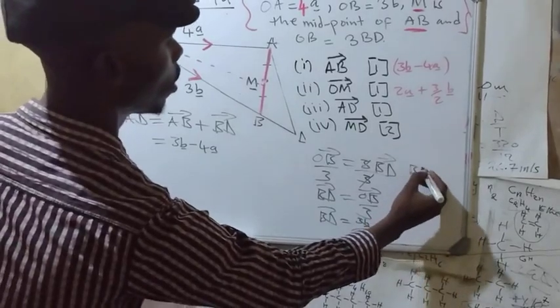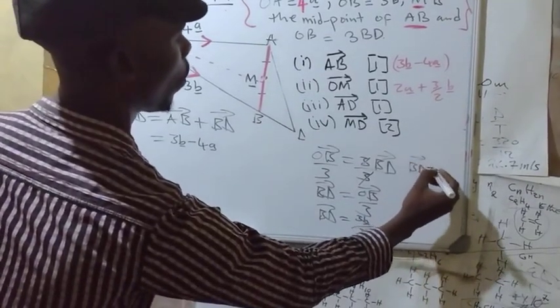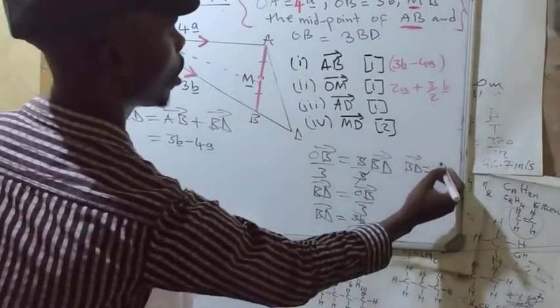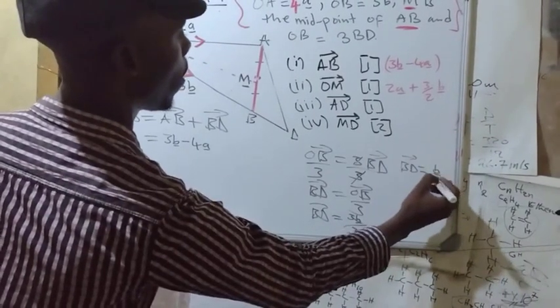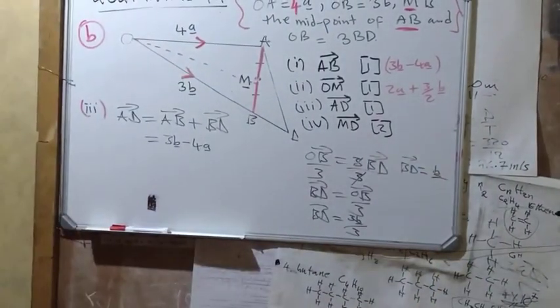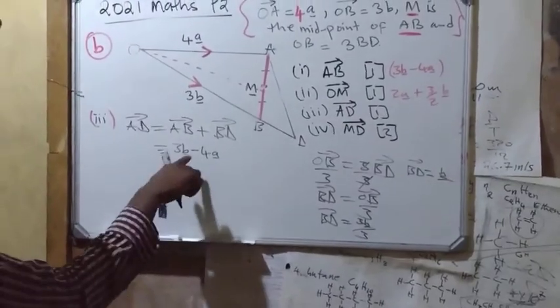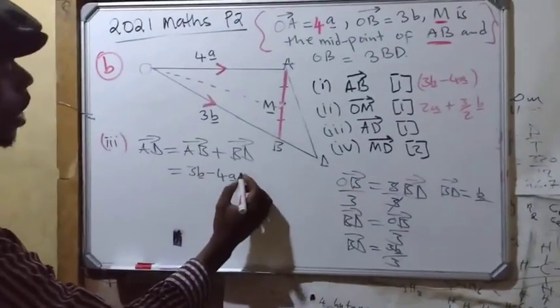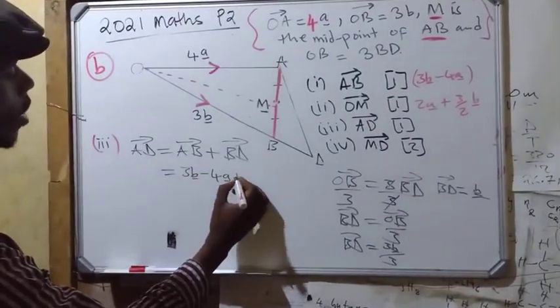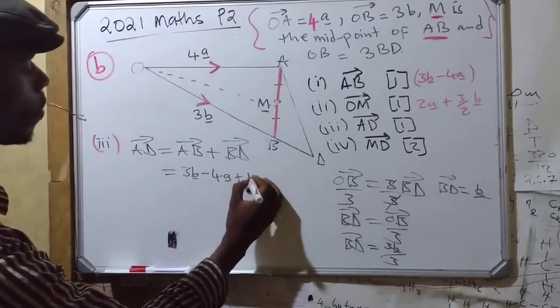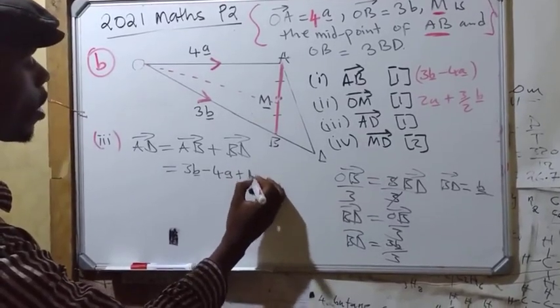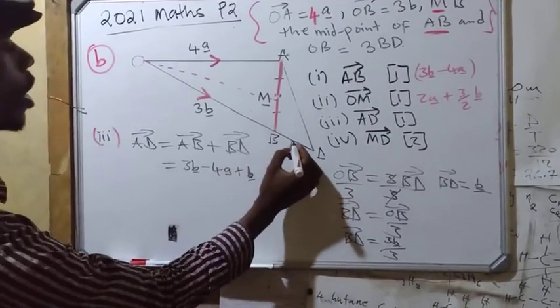So our BD. OB, 3 into 3 is going to be just what? b. So that is our answer. So now which means that where there is BD we replace by b. So plus b, plus vector b like this. So there we'll set b.